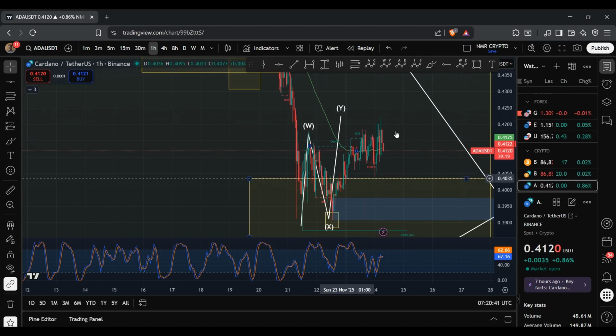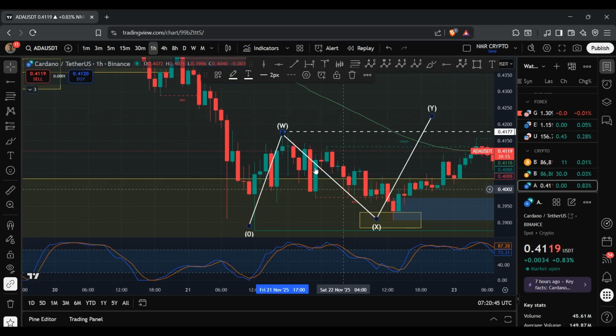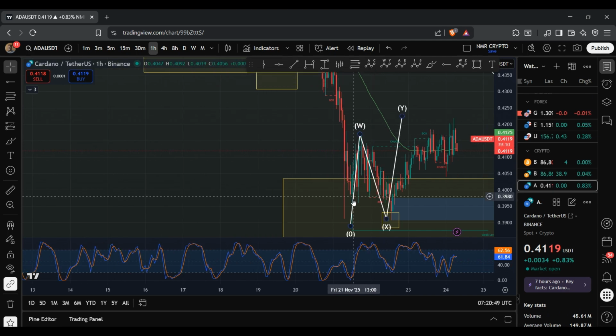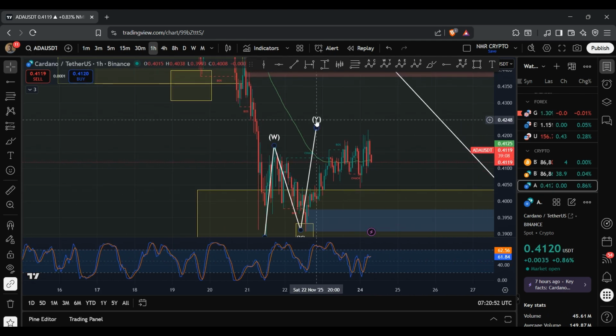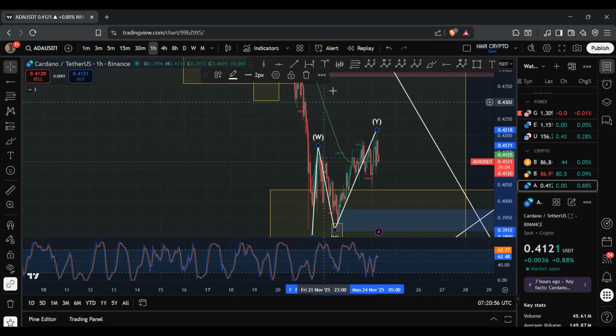And that was then followed by a reversal to the upside where we breached above the wave W, or the wave X origin, at 41.77 cents. And that then confirmed a WXY structure that I was tracking. So here you can see that the Y wave ended up reaching 42.18 cents.